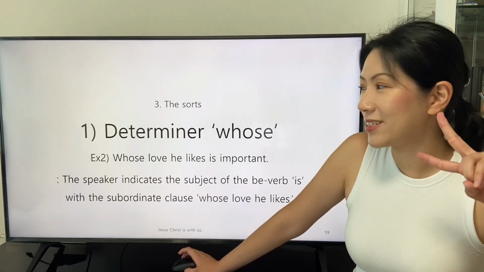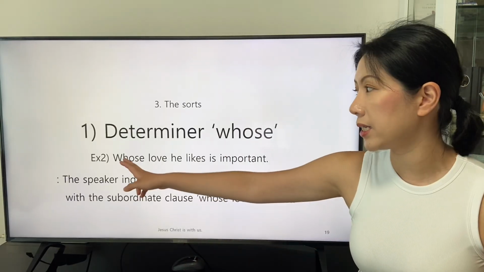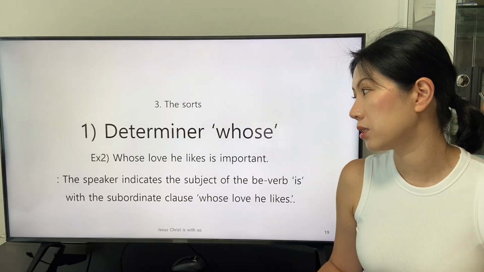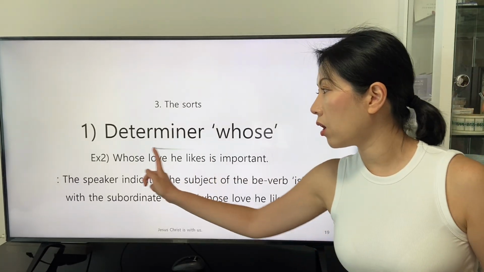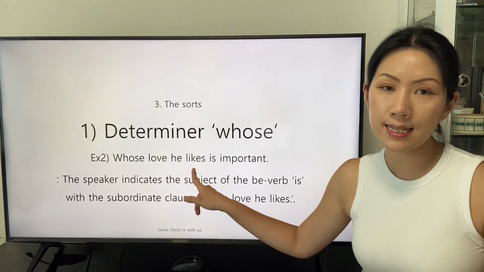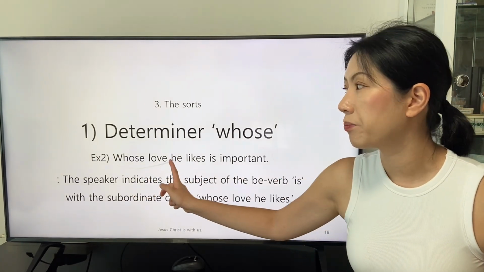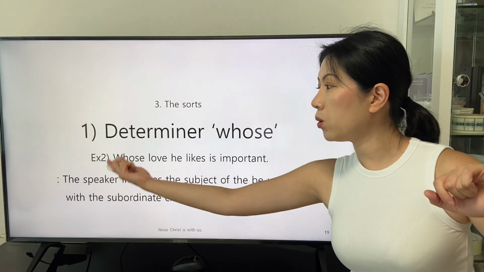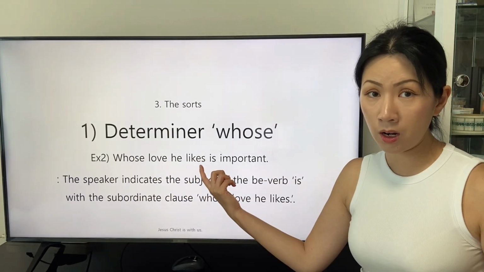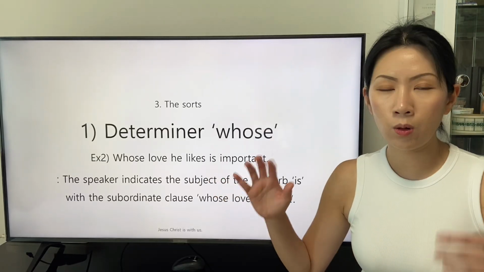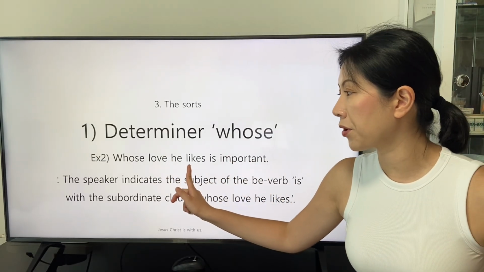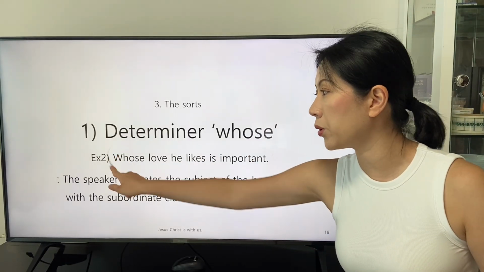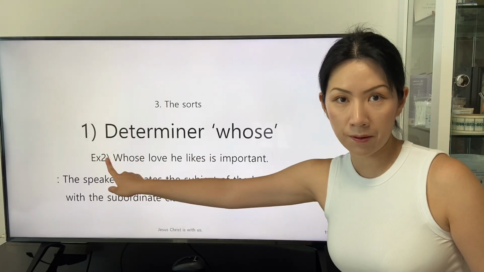The second example in which the determiner whose is applied is this: Whose love he likes is important. In this sentence, the subordinate clause whose love he likes is linked by the phrase whose love, in which the determiner whose is applied. And the whole subordinate clause is described by the be verb of the main clause. And we also find that the object of the transitive verb likes in the subordinate clause is indicated by the phrase whose love.